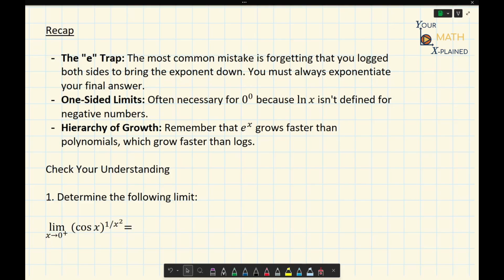And lastly, these limits look deceptive because there's a hierarchy of growth. E to the power of x grows much faster than polynomials, which grow faster than logs, which is why it's important for you to follow the steps outlined in this video instead of using your intuition.